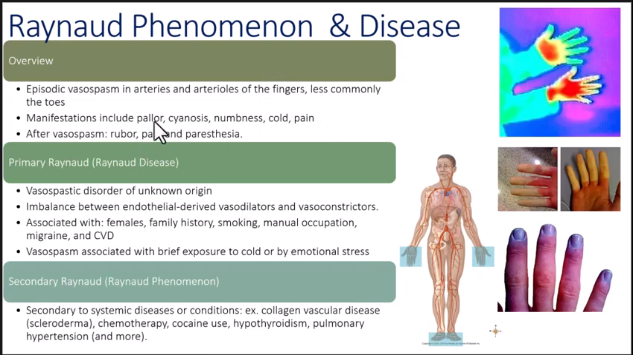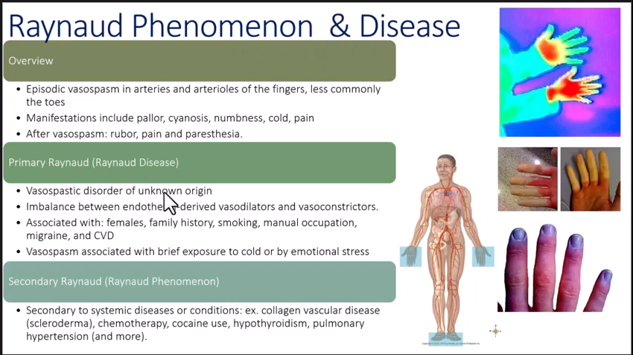Common clinical manifestations include paleness, which you can see very clearly here. If there is sluggish blood flow, it can end up causing blueness, so cyanosis. Some people report numbness, a cold sensation, and pain. Now, that's usually during the vasospasm, but after the vasospasm, as blood flow is returning, there can be redness, which is rubor, pain, and paresthesia, or numbness and tingling. We're going to look at each of these.